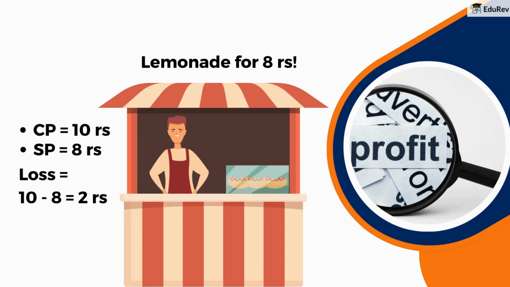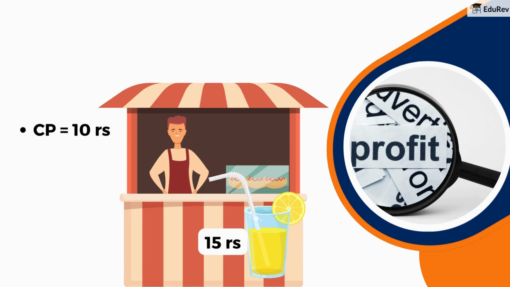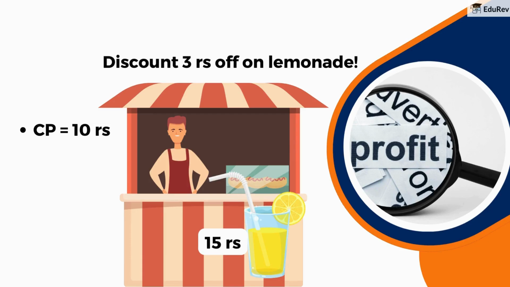Marked price. This is like when you write 15 rupees on a sign for your lemonade. It's the price before any discounts. Discount. Let's say it's the end of the day and you want to sell your last glasses quickly. You might offer a 3 rupee discount. So now you're selling for 12 rupees instead of 15.